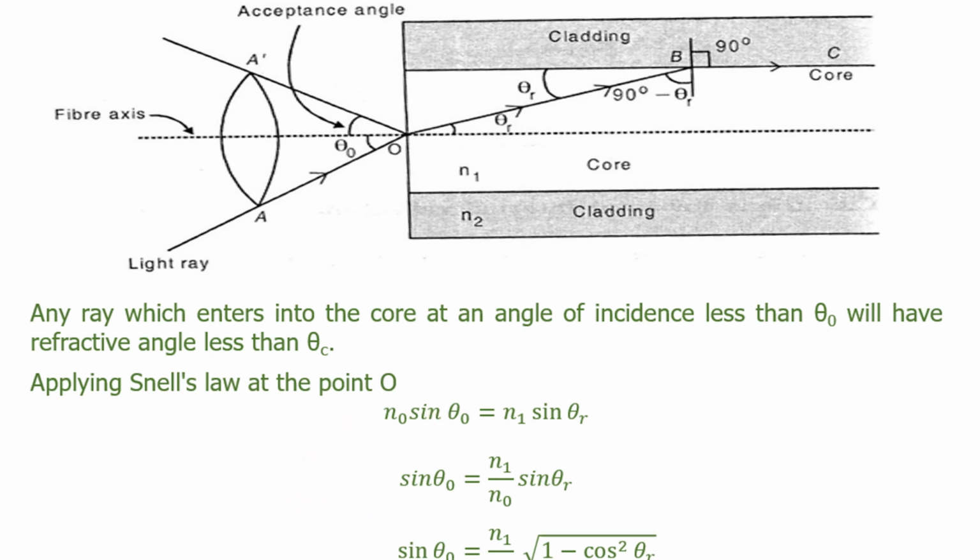Now we are going to see in what way light enters into the fiber and then undergoes total internal reflection for effective communication. Consider an optical fiber that is taken and kept in the air medium.